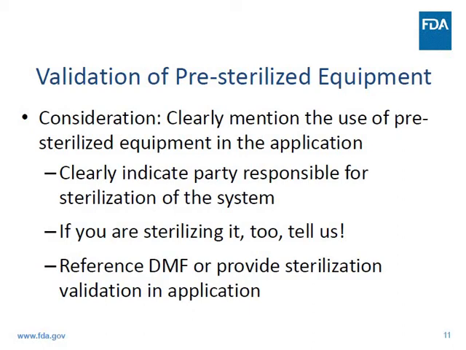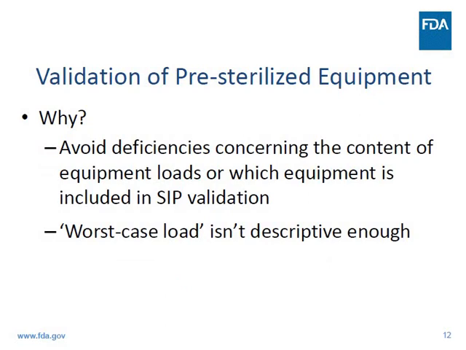So the value in doing this is that you can avoid deficiencies concerning the content of equipment loads or which equipment is included in a SIP validation. So if we don't see a load that has a filter, we'll have to ask you for it. And then you might have to go through a couple IRs to get that information to us. And sometimes we'll see things in an autoclave study where it says a worst case load is used. So that's good for telling us what your validation approach is, but it isn't descriptive enough for us to really know what is included in the load. So then we'll ask, and IRs will have to be sent.